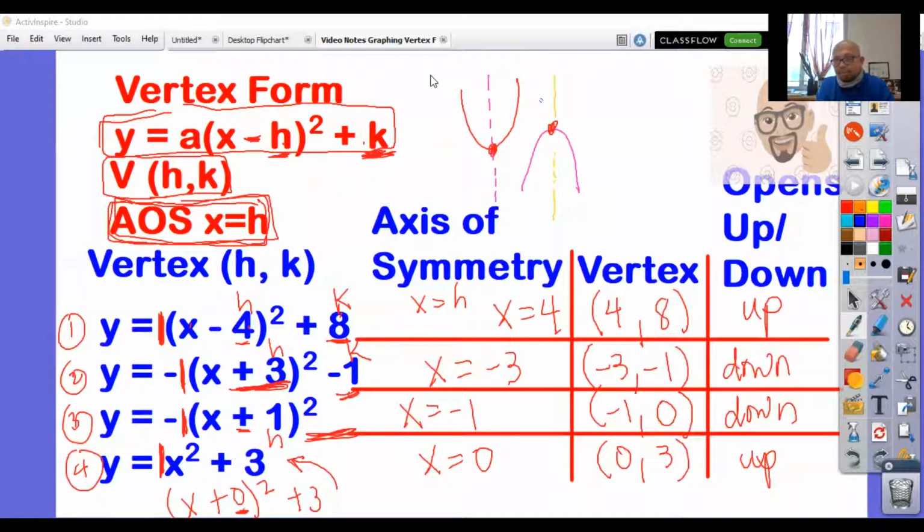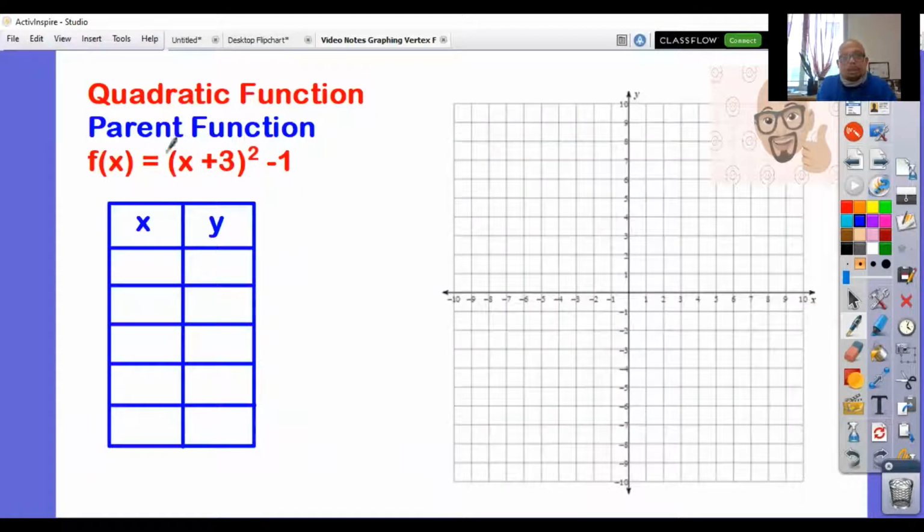Let's go to the next problem. This time, we're given f of x equal to x plus 3 squared minus 1. What is our vertex here?